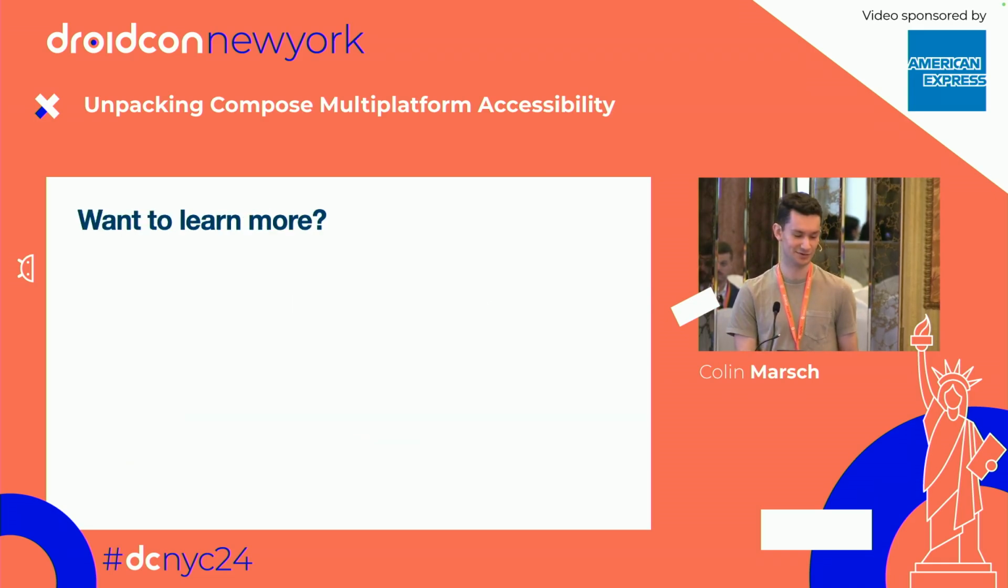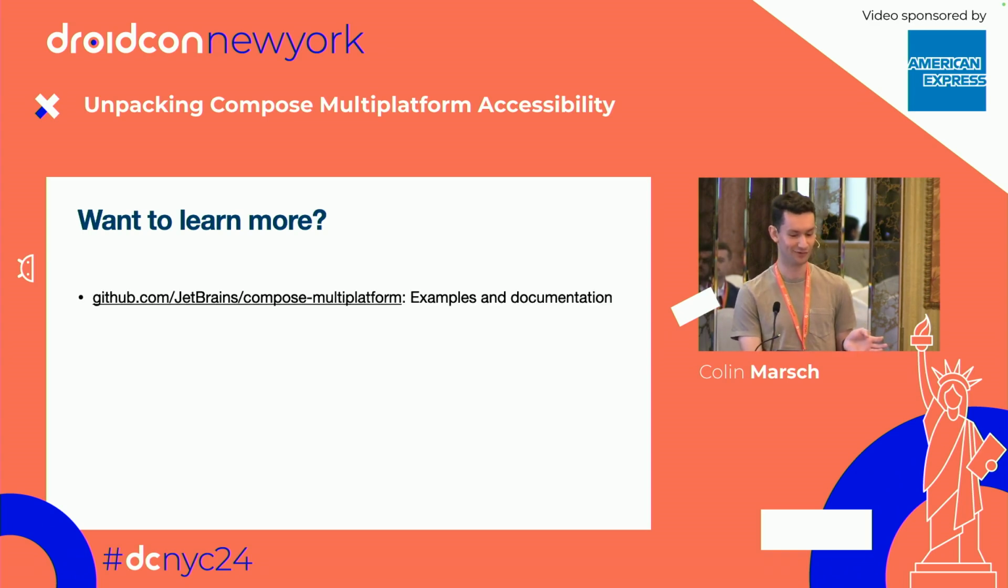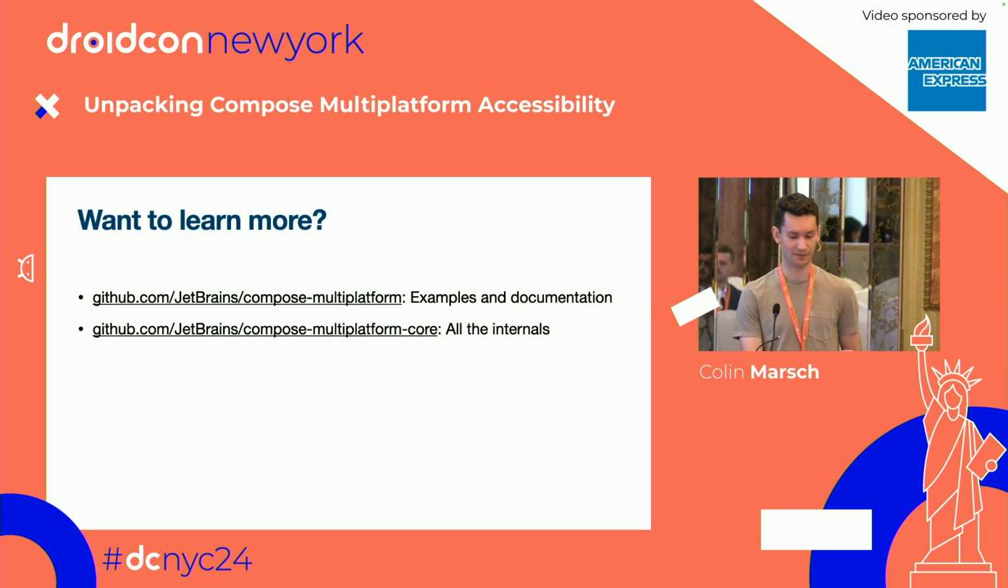And before I leave off here, if anyone wants to learn more about Compose Multiplatform or its accessibility, I'd recommend first checking out the Compose Multiplatform repo on GitHub, which contains some example code and documentation for the Compose Multiplatform framework overall. As well, the internals of the Compose Multiplatform framework are all contained within the Compose Multiplatform core repo. So if you want to dive deeper into how some of this accessibility handling is built there, or other internals of how Compose Multiplatform handles things, that would be a good place to check.